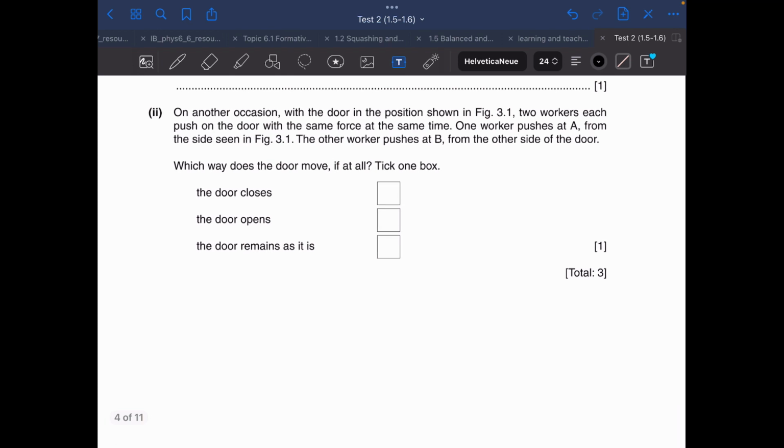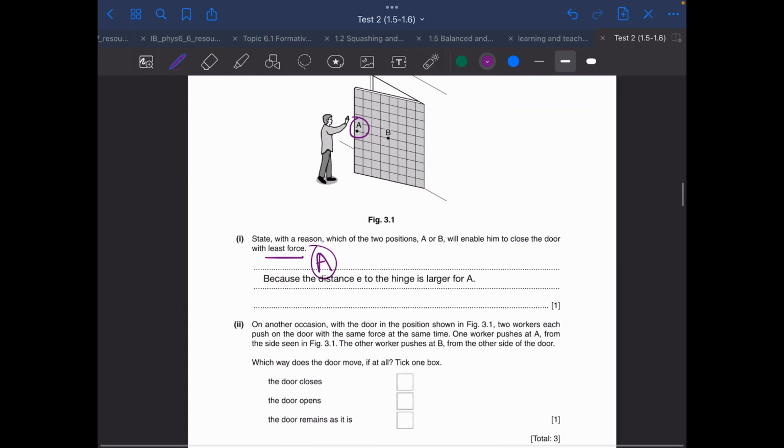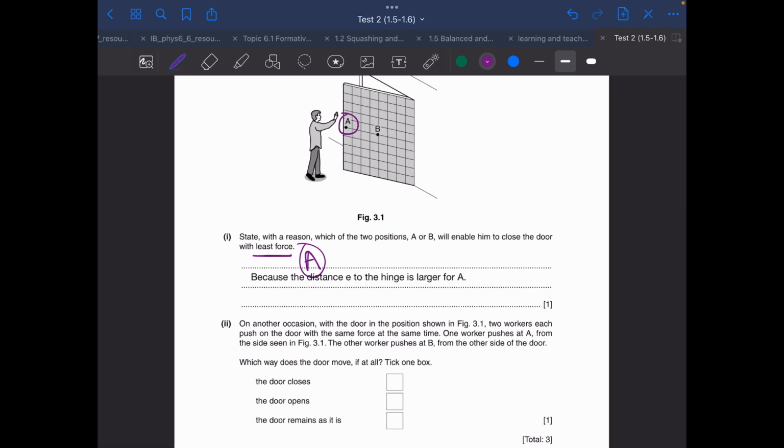In another occasion, with the door in the position shown, two workers each push the door with the same force at the same time. So let's look at the picture. Two of them are pushing the door with the same force at the same time. One worker pushes at A from the side seen. So basically this guy here is pushing at A. The other worker pushes at B from the other side. However, look, they are applying the same force. Important information.